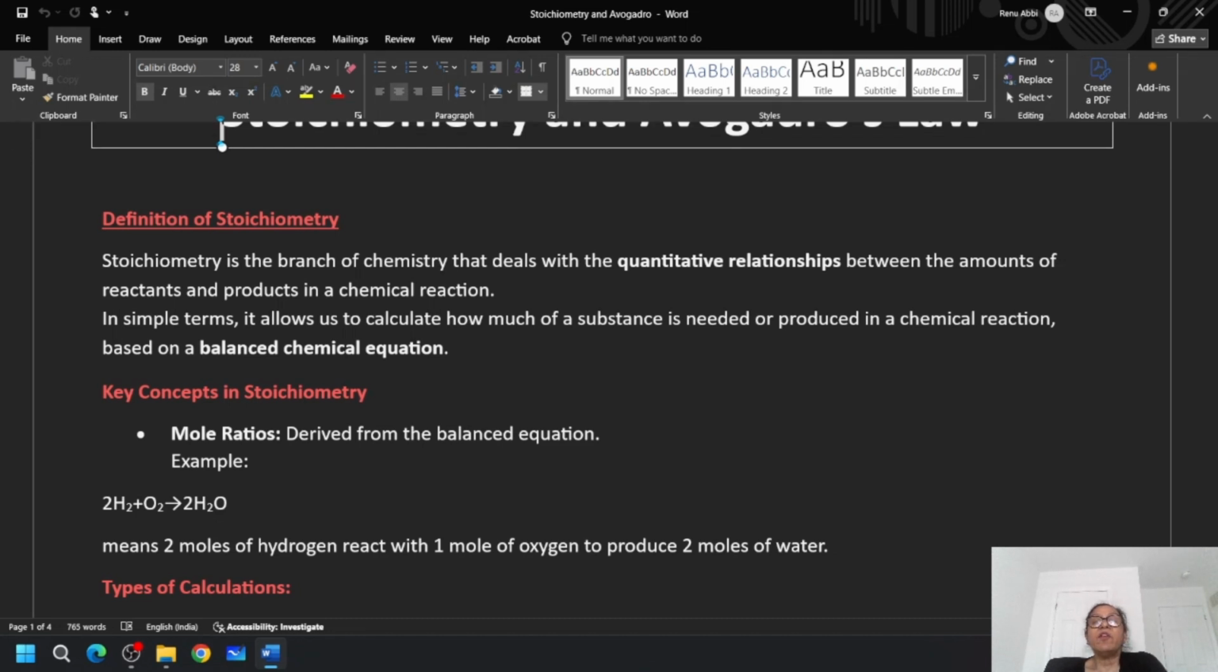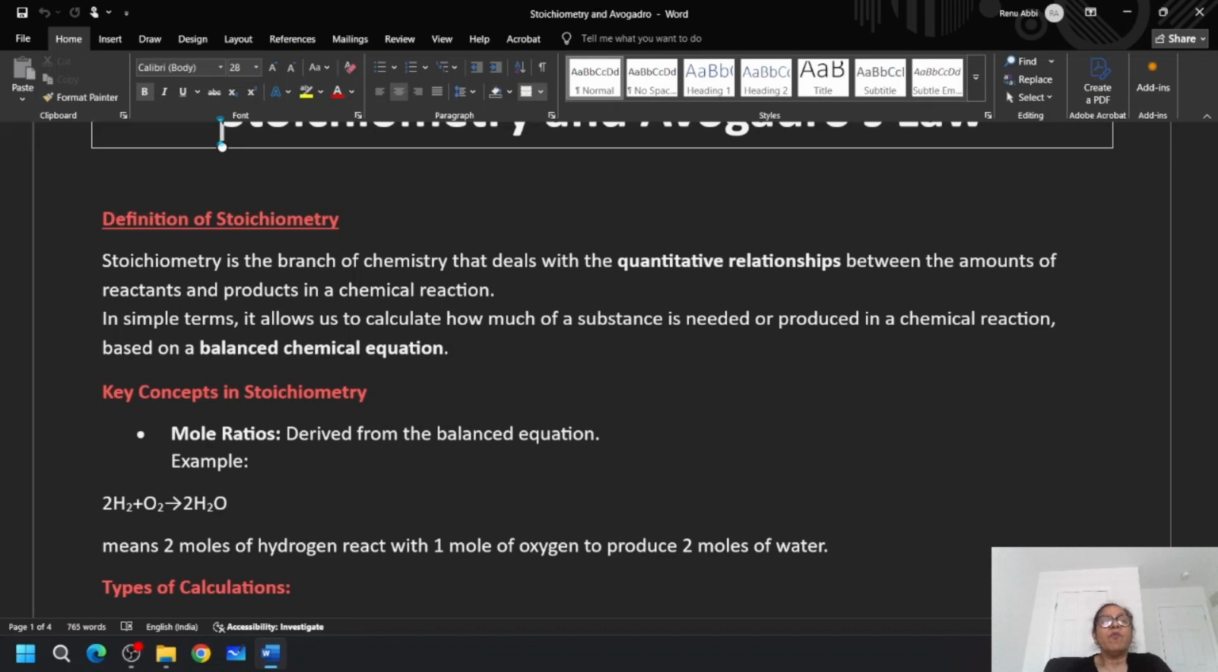So the quantity in which carbon and oxygen are used to form the product carbon dioxide, that study is known as stoichiometry. Or in simple terms, it allows us to calculate how much of a substance is needed or produced in a chemical reaction based on the chemical equation. It is a part of these laws.